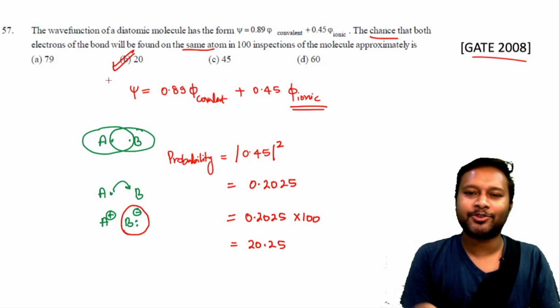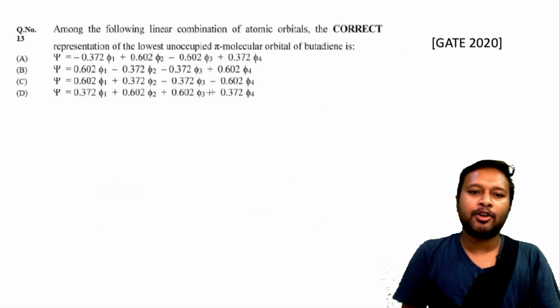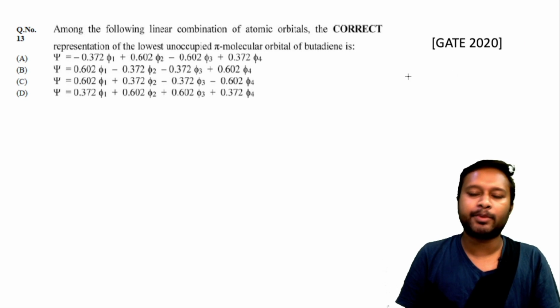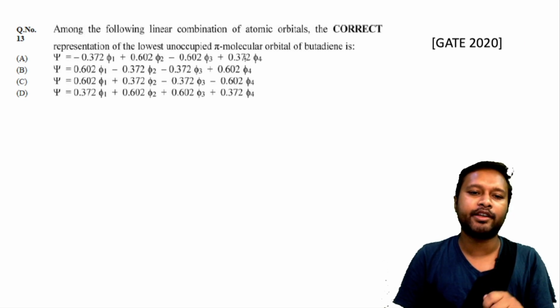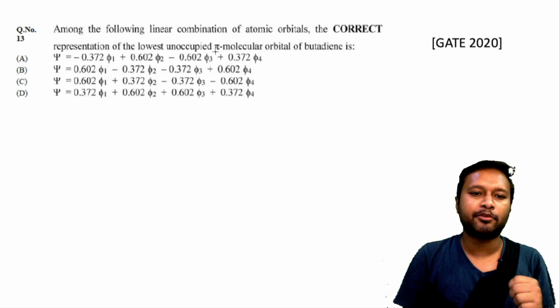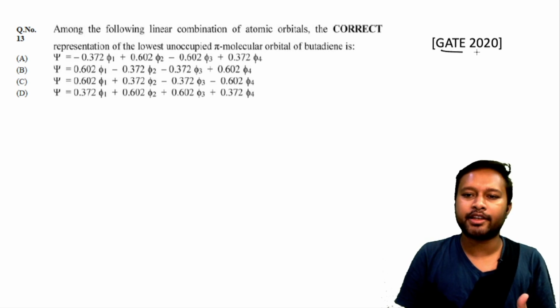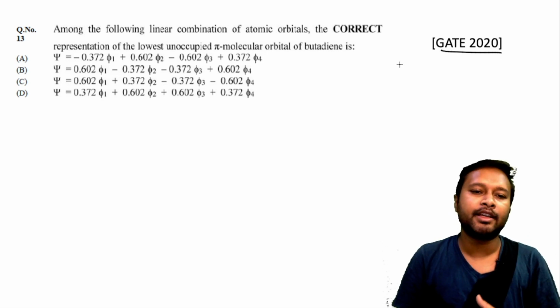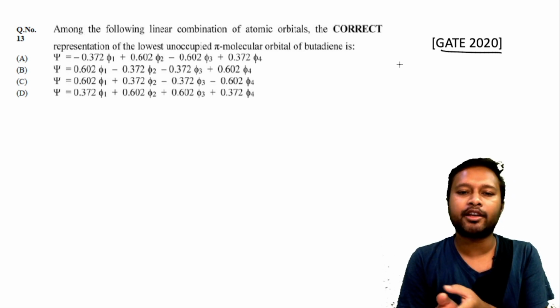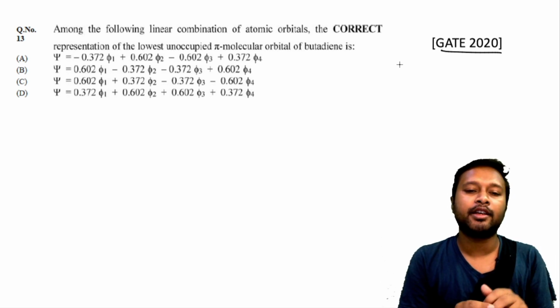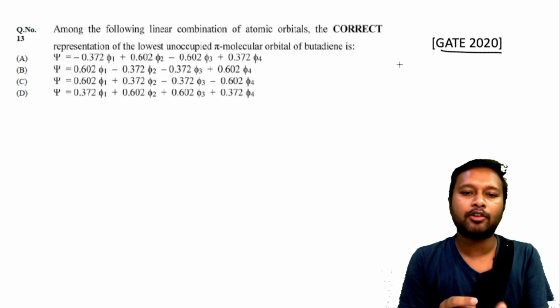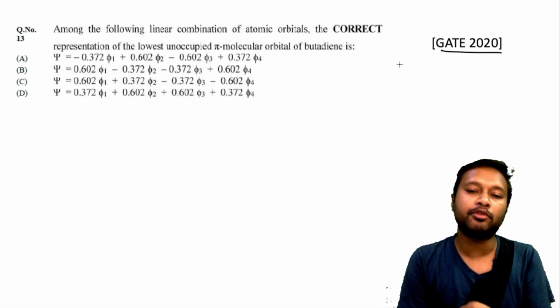Let's go for the next question then. Okay, the next question here is pretty simple. This type of question is generally done on a very simple concept. It was first asked in GATE 2020, that means very recently, and it says: among the following linear combinations of atomic orbitals, the correct representation of the lowest unoccupied pi molecular orbital of butadiene.